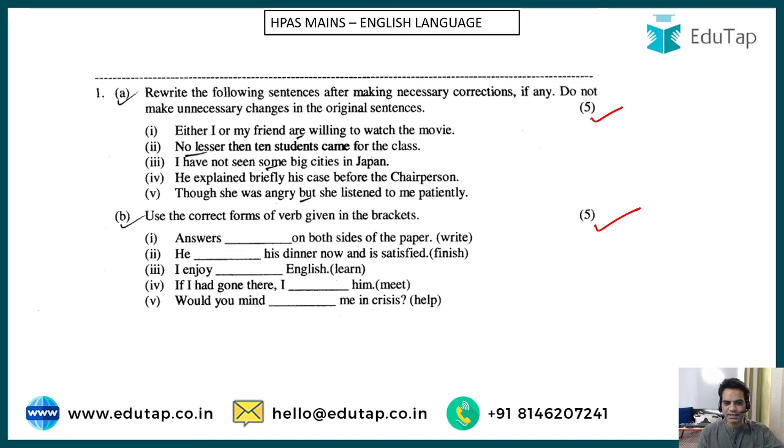Then: though she was angry, but she listened to me patiently. But should be replaced with yet. Though and although are paired with yet, not but. So, though she was angry, yet she listened to me patiently. Now, guys, the point is, if you are well versed with the concepts of grammar, these questions would seem very easy to you. It is a necessary requirement for this paper that you are well versed with the concepts of grammar. Similarly, in the second question, you had to find the correct form of the given verb.